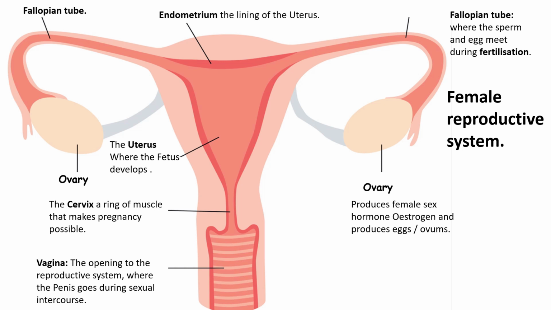And finally, the inner lining of the uterus is known as the endometrium. This is what is shed during the menstrual cycle. And you can learn more about that in my video on the menstrual cycle here.